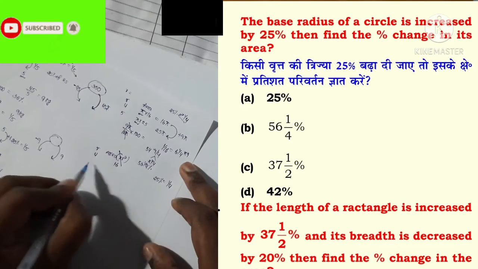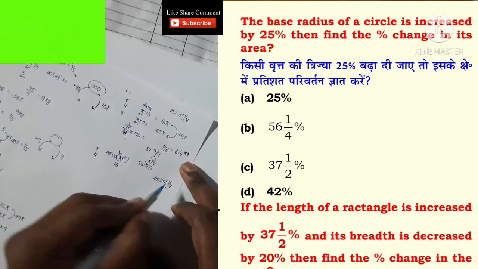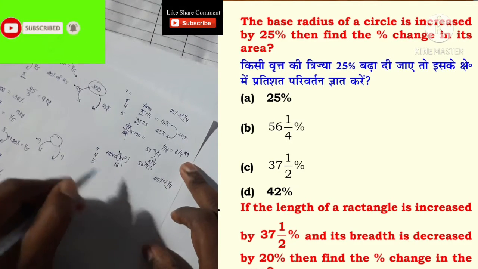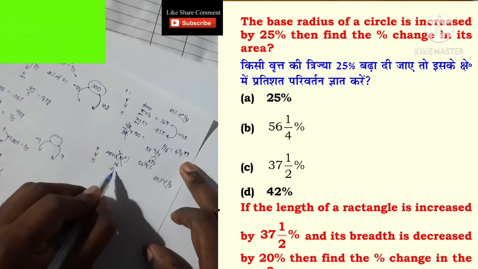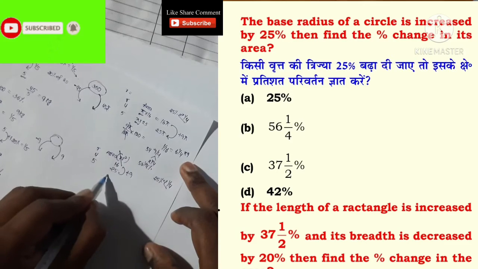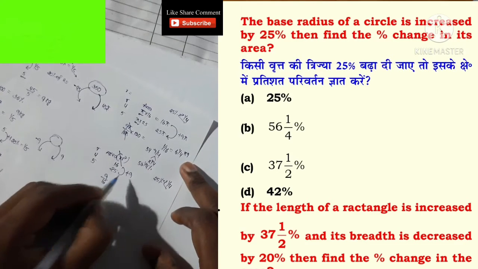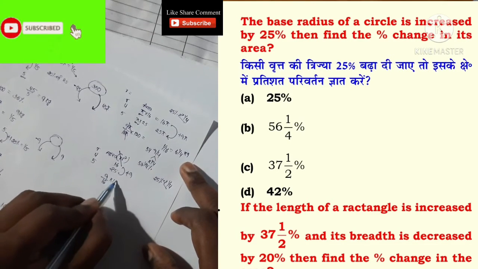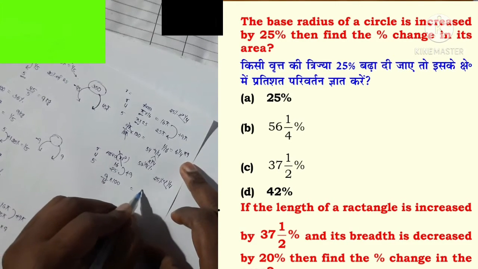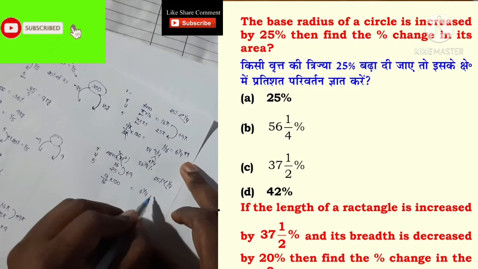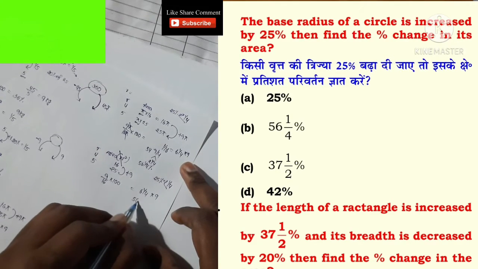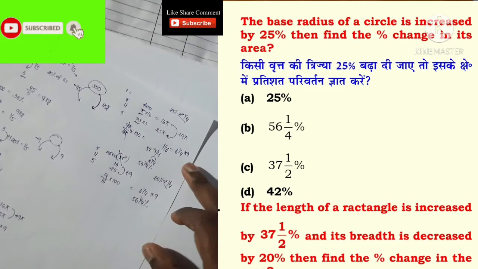So it is increased by 25%. So 4 plus 1, radius is 5. So area is 25. So percentage change, it is increased by 9. So 9 by 16 into 100. 1 by 16 into 100 is equal to 6 1 by 4 percentage, into 9. So 56 1 by 4%.